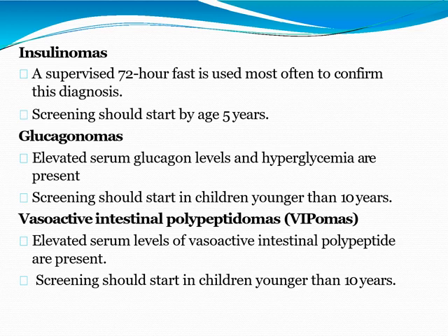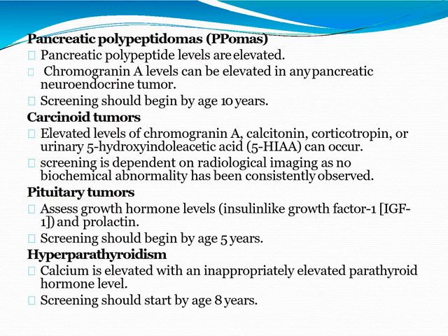Then insulinomas: a supervised 72 hour fast is used most often to confirm this diagnosis, and the screening should be started by the age of 5 years. Glucagonomas: elevated serum glucagon levels and hyperglycemia. Then vasoactive intestinal polypeptide, VIPomas: elevated serum levels of VIP are present. Then come the pancreatic polypeptidomas. Here again you will pick up the pancreatic polypeptide levels.